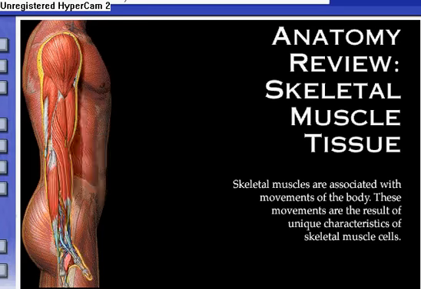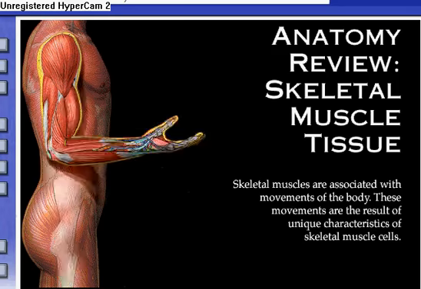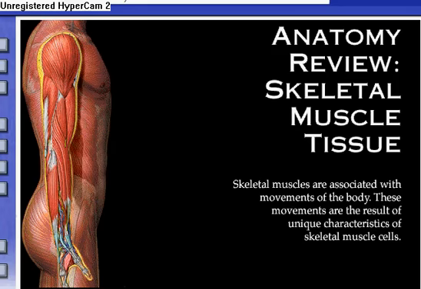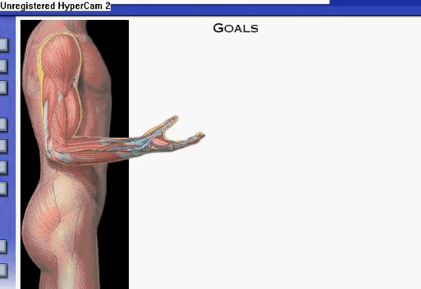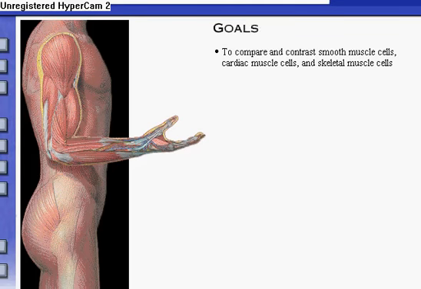Skeletal muscles are associated with movements of the body. These movements are the result of unique characteristics of skeletal muscle cells. Your goals for learning are to compare and contrast smooth muscle cells, cardiac muscle cells, and skeletal muscle cells.